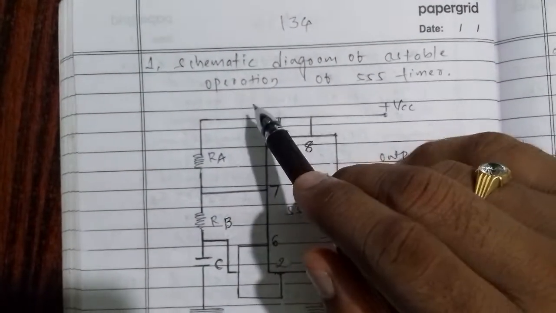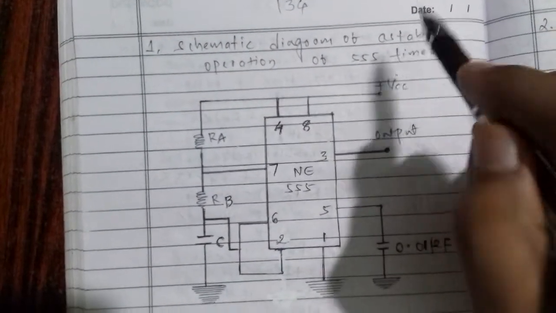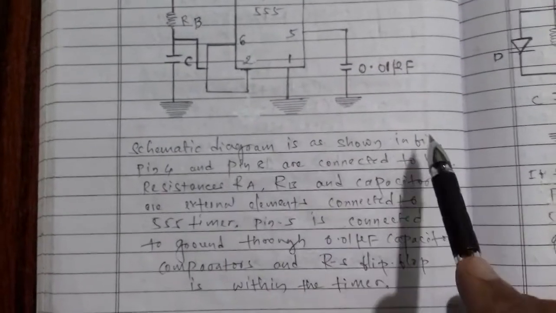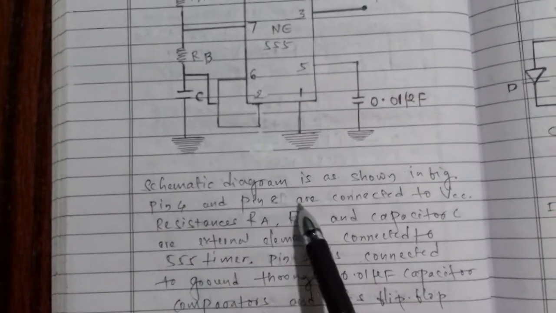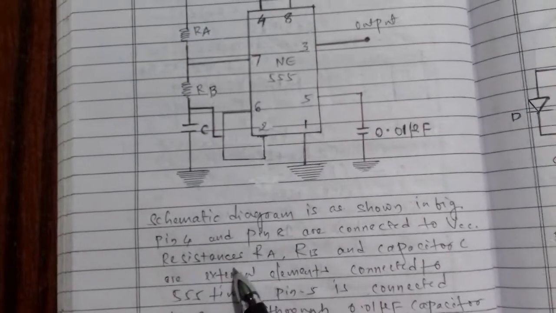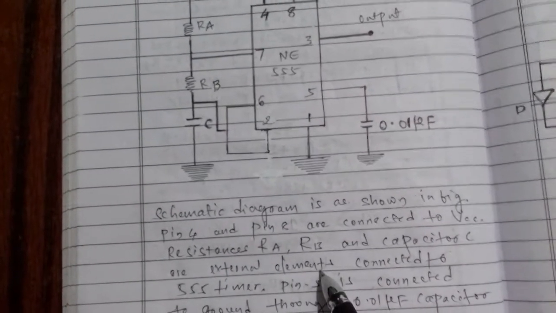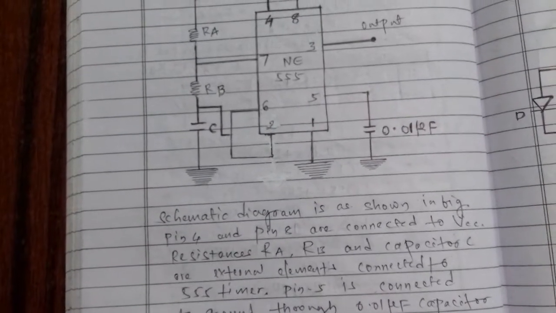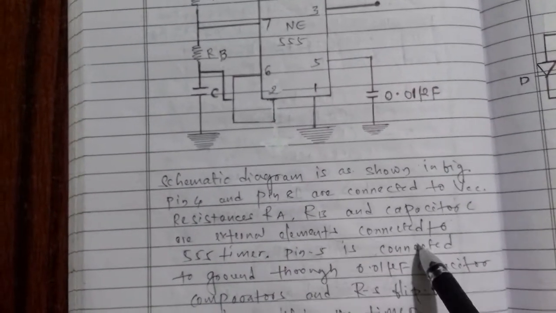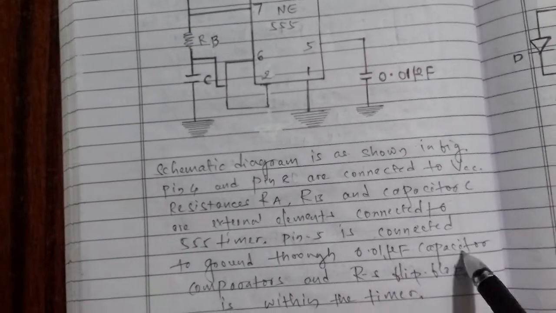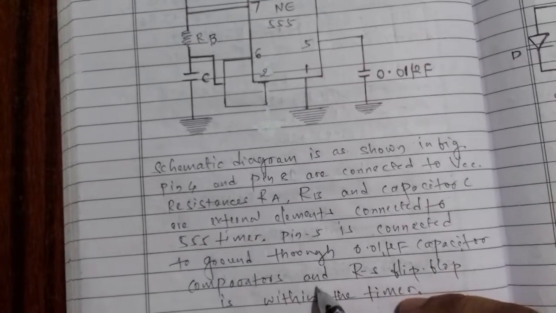Schematic diagram of astable operation of 555 timer. Schematic diagram is as shown in the figure. Pin 4 and pin 8 are connected to VCC. Resistances Ra, Rb and capacitor C are external elements connected to 555 timer. Pin 5 is connected to ground through 0.01 microfarad capacitor. Comparators and RS flip-flop are within the timer.